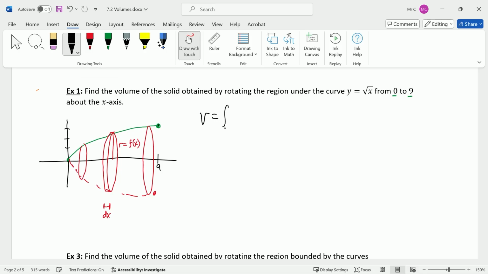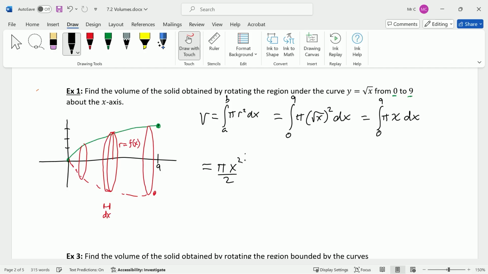And the volume is the integral from a to b of pi r squared dx in this case. Our radius is just the function value. So this is the integral from 0 to 9 of pi times the square root of x squared dx. That works out pretty nicely because the square root of x squared is just x. And this gives us pi x squared over 2, evaluated from 0 to 9. That's pi over 2 times 81. That's 9 squared minus 0.